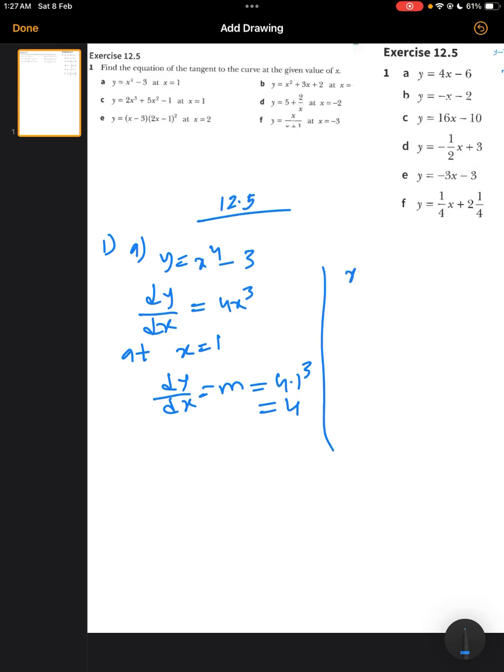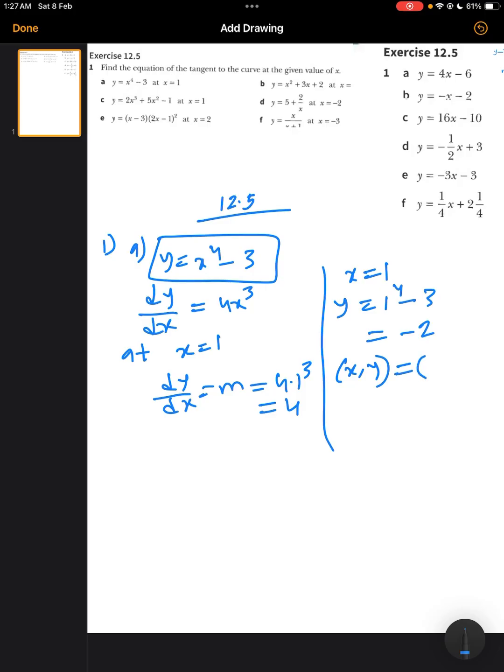Now if x equal to 1, y from the first given equation is 1 to the power 4 minus 3, which is minus 2. So our given point x comma y is 1 comma minus 2, and this is our m here. So this is our required value and this is our required value.